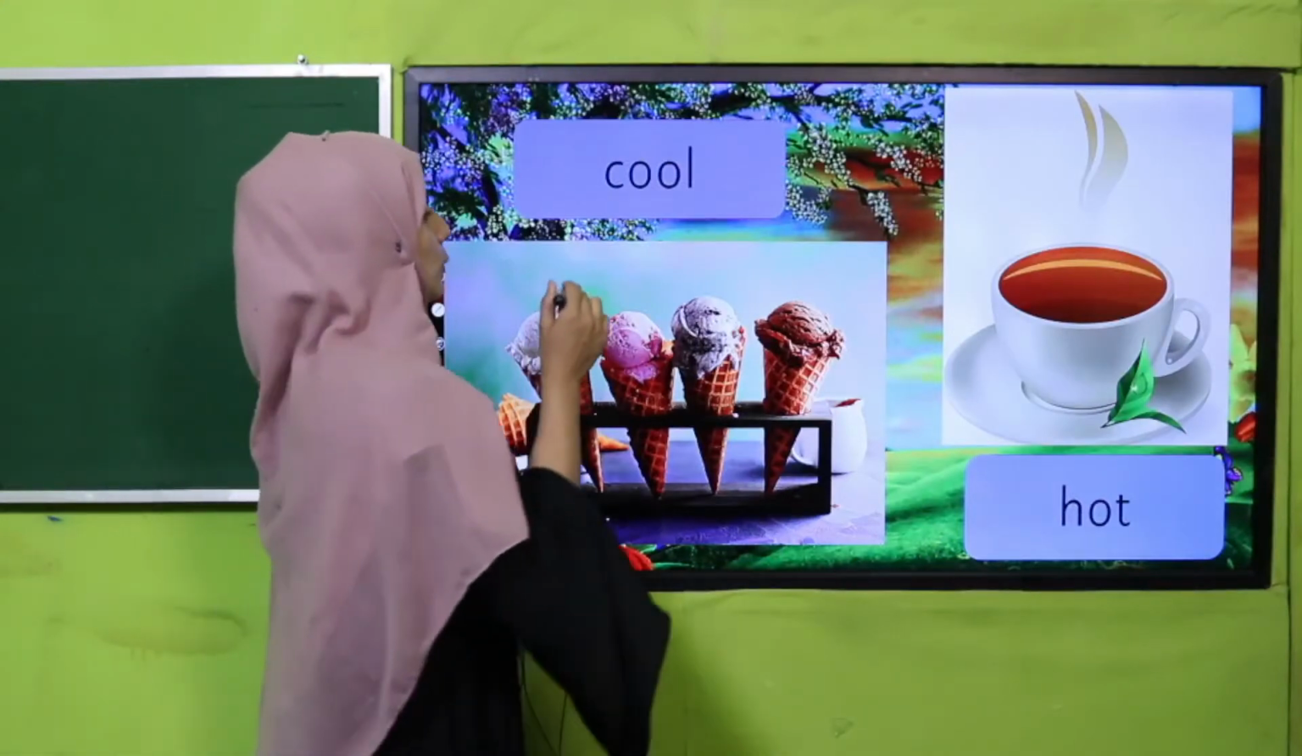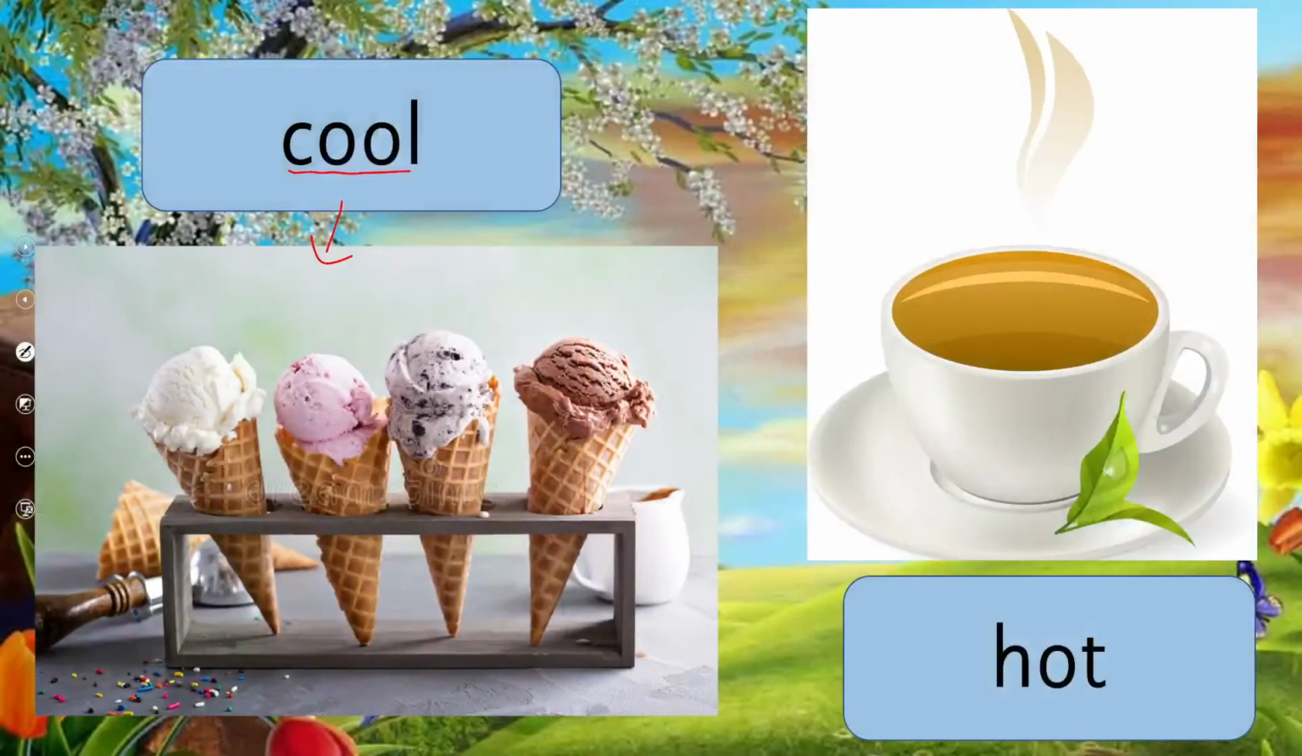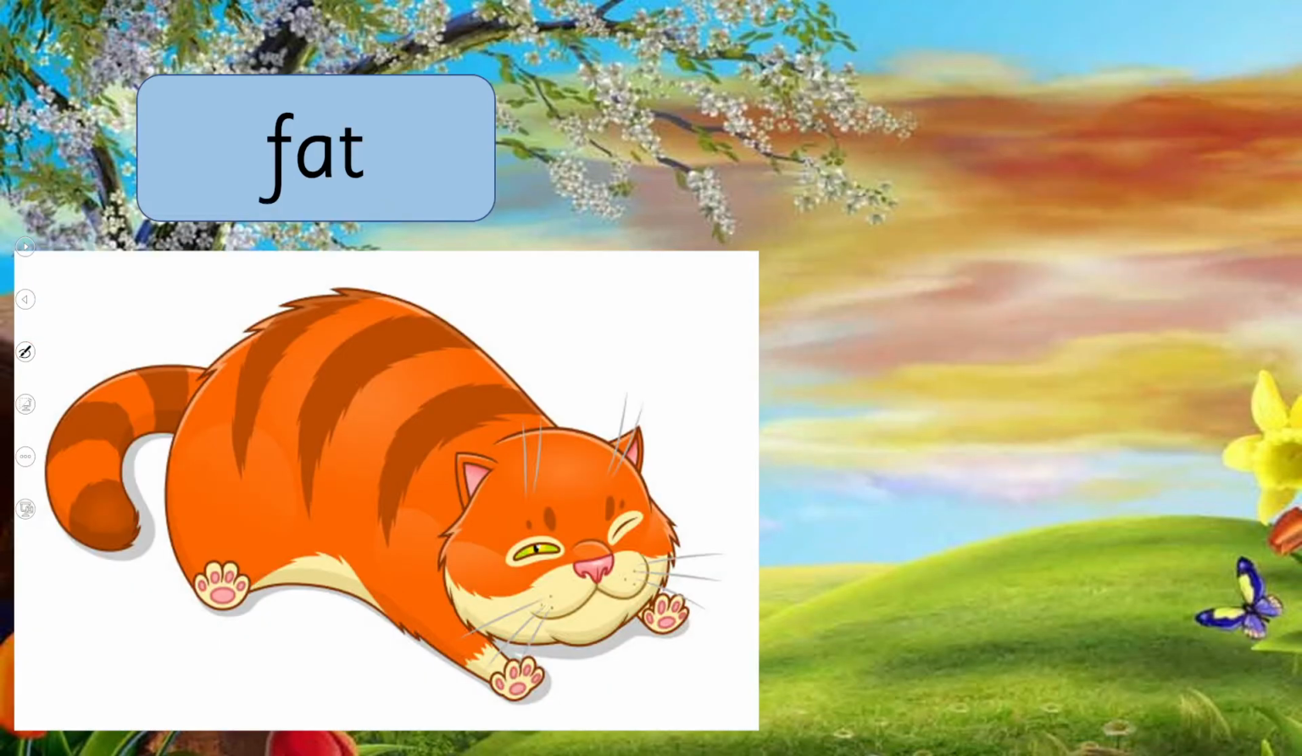Next example, cool. Ice cream is always cool, my dear students. And what will be the antonym? Yes, good. It's hot. Tea is hot. So this is the antonym of cool, hot. And if we say hot, cool, cool, hot, both words can be antonyms of each other.